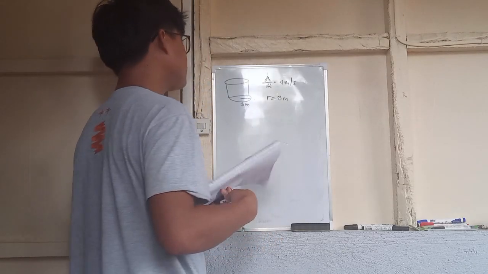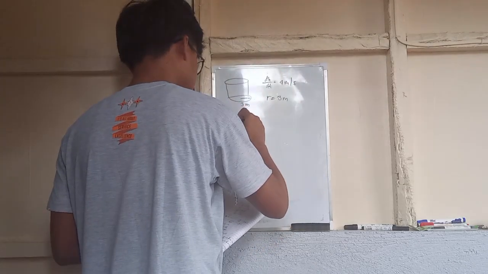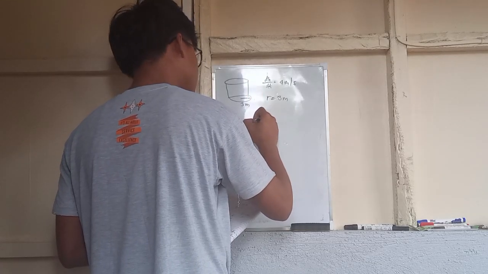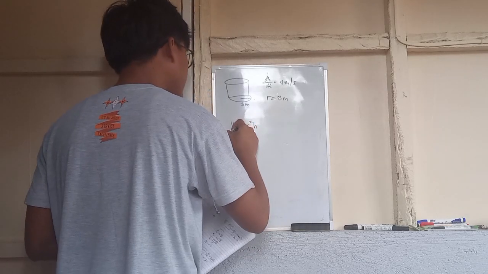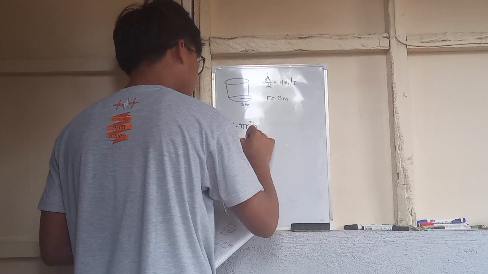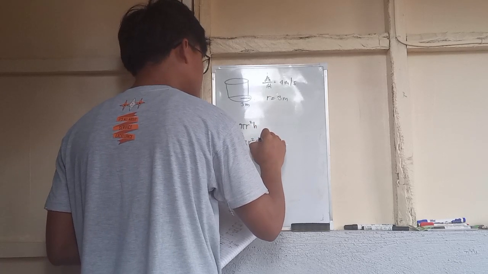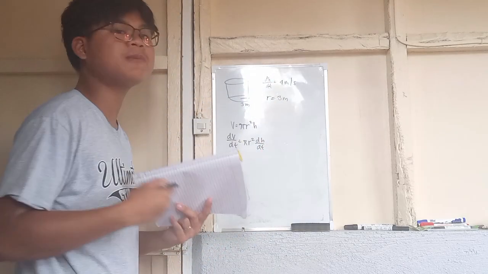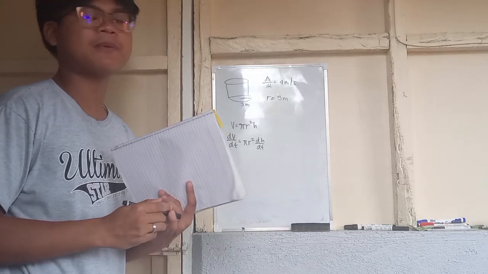So we all know that the formula for getting the volume of the cylinder is pi r squared times h. So differentiating the formula, we can get dV over dt is equal to pi r squared dH over dt. So now that we have differentiated the formula, we can substitute the given values in the problem.